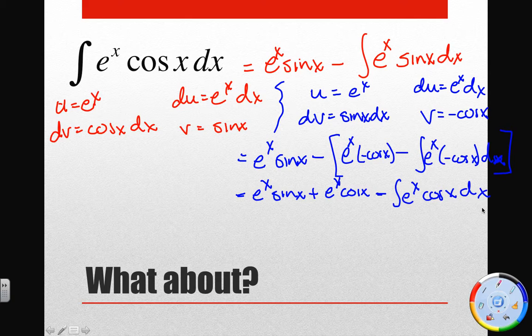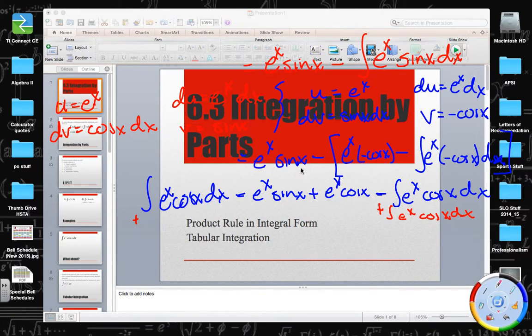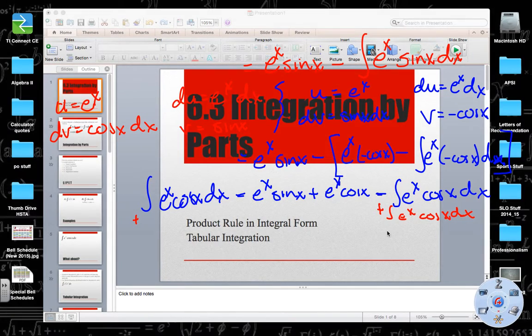Now, some of you are probably realizing that if I just keep doing this, I'm just going to go around in circles. And you notice that this e to the x cosine x is actually what we started with. But that's actually where I want to go. Notice that this is an equality. This is an equation. And I have e to the x cosine x dx is equal to this thing. But notice I have this same thing on the right-hand side. So what I can do is add this to both sides.